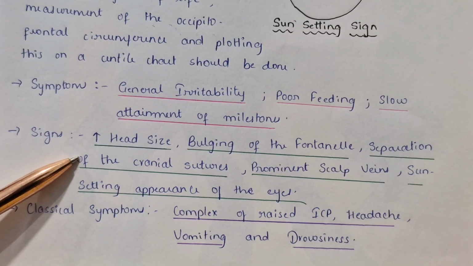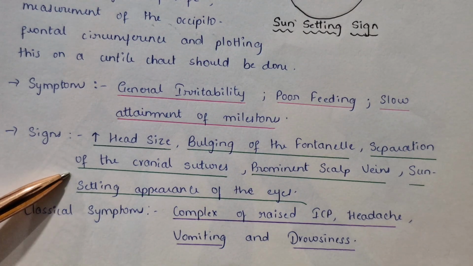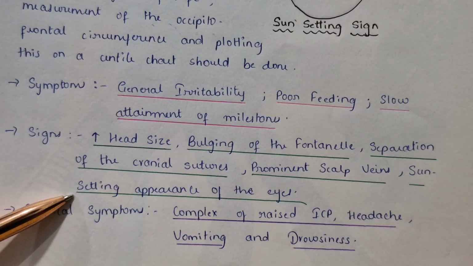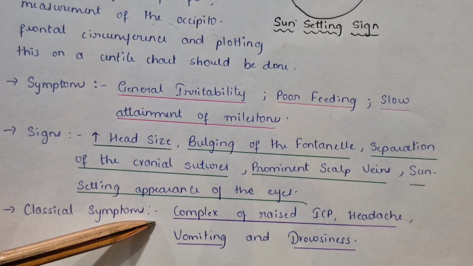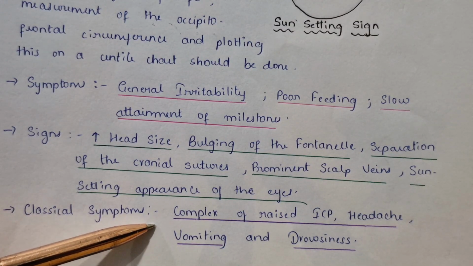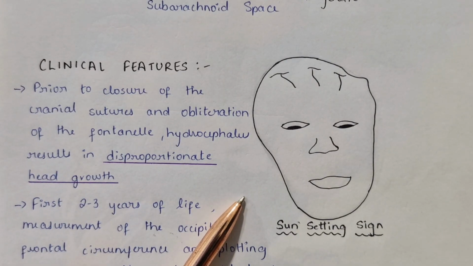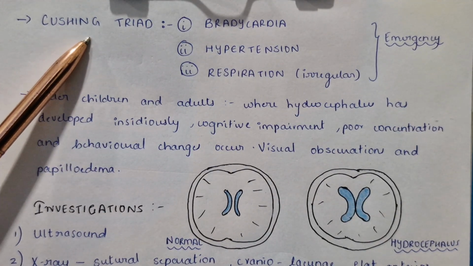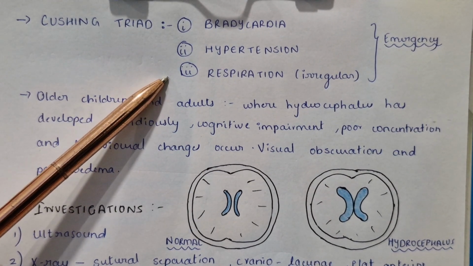Signs include increase in the head size, bulging of the fontanelle, separation of the cranial sutures, prominent scalp veins, sun-setting appearance of the eyes. Classical symptoms include complex of raised ICP: headache, vomiting, and drowsiness. This is the diagram of the sun setting sign seen in hydrocephalus. The other features form the Cushing triad, which includes bradycardia, hypertension, irregular respiration.